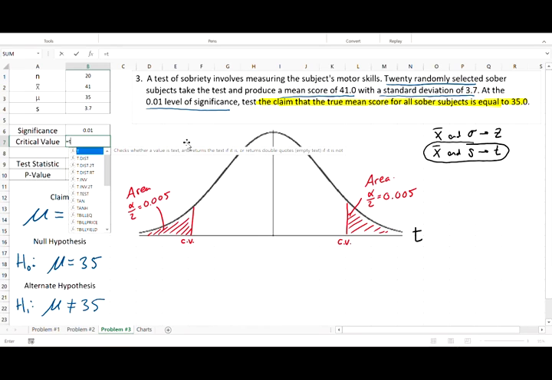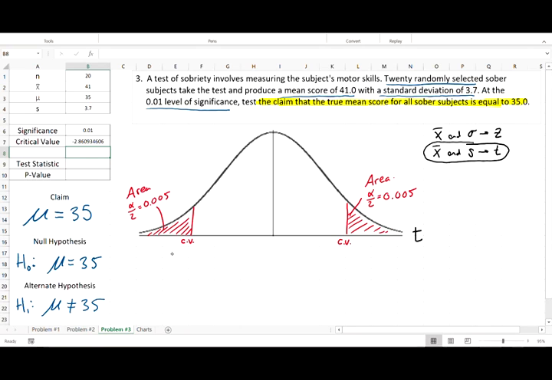So we want to use the T.INV function. Probability is the area to the left, so that's 0.005. And with the t distribution, remember we have the degrees of freedom, which is always n minus 1, one less than the sample size. So if the sample size is 20, degrees of freedom is 19. That will give us this t-value, because we know the area to the left of that t-value is half of alpha, 0.005.